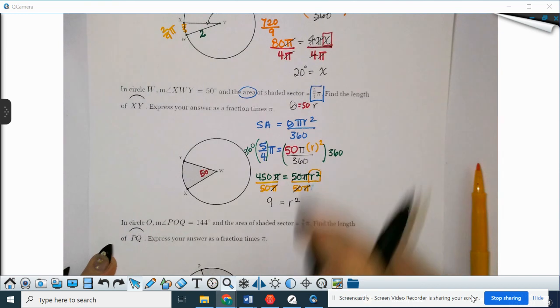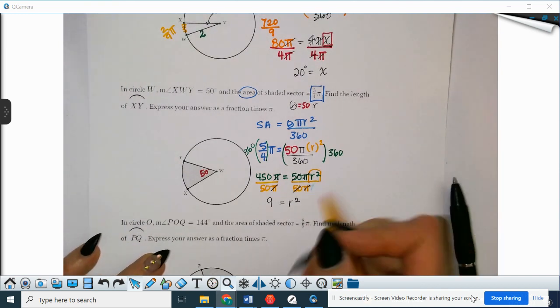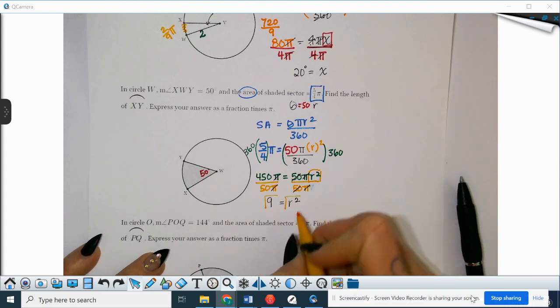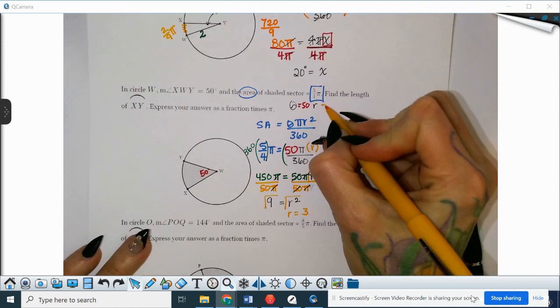You need the radius, so we're not done yet. To undo squaring something, you're going to square root. So r equals 3. And it is a plus minus 3, but we need a length, so we're going to use the positive 3. So our r is now 3.